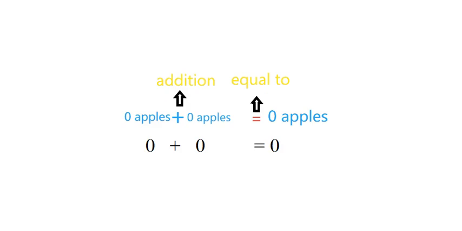If we add 0 to 0, then we get 0. Simple. Add means if we have nothing and nothing, then we get nothing. So 0 plus 0 is always equal to 0. You have to remember this. Okay.